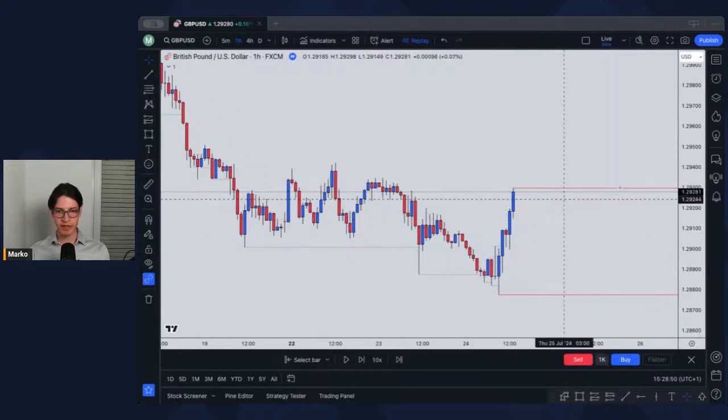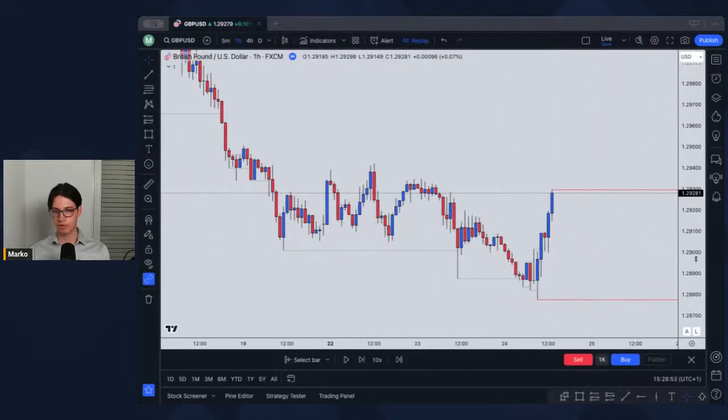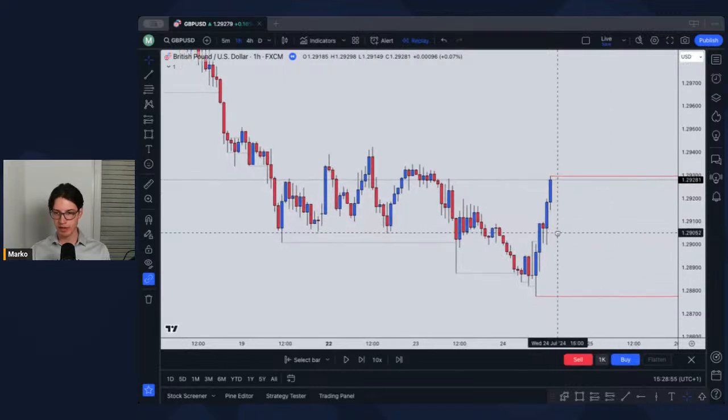And then we had a very nice bullish signature. So this is exactly what I look for. This is perfect price action to me.